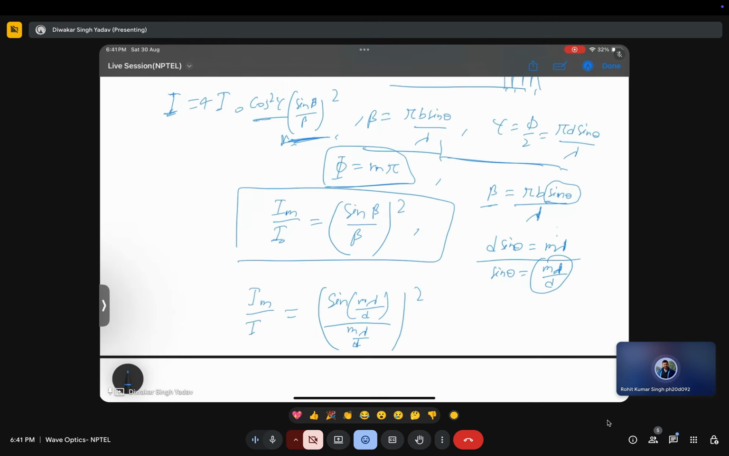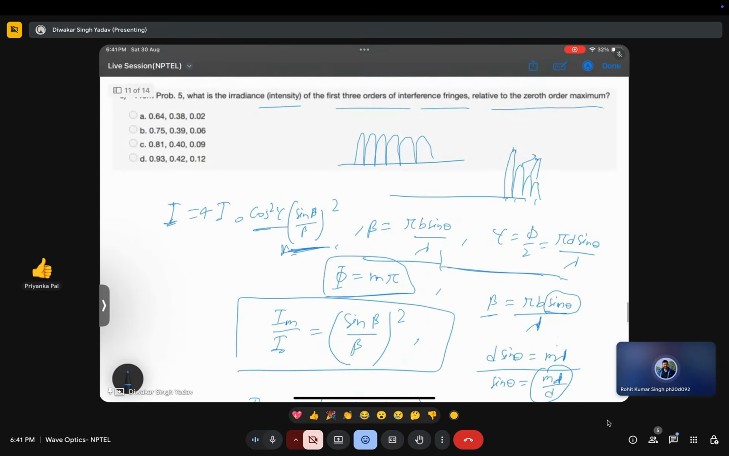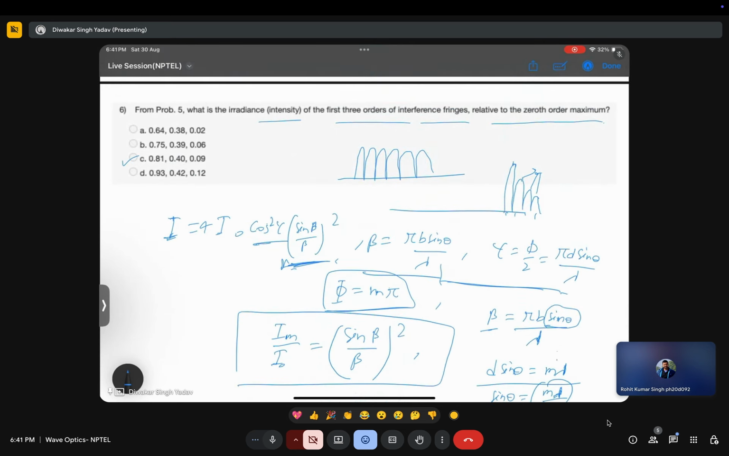This is the relative intensity. So now you can calculate this for I1. So just put m equal to 1 here and then m equal to 2 here and so on. You can find out. Is that okay? So the answer is I think this one. So you see the intensity gets decreased. So the first one is 80%, then you have 40%, then you have only 9% of the central maxima.